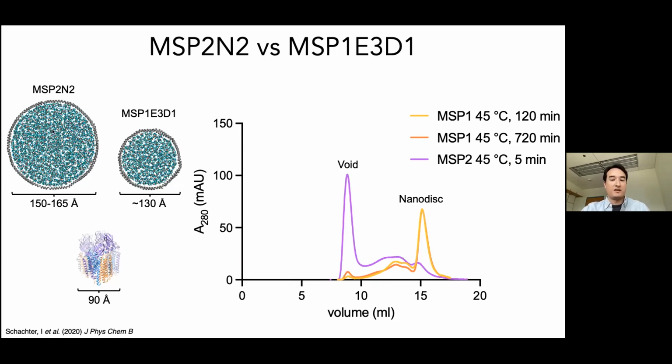However, the activity assay that we used to determine methane to methanol conversion by pMMO occurs at 45 degrees for this species. Using size exclusion chromatography, I looked at the stability of these nanodiscs. As you can see, after just 5 minutes, the MSP2s were pretty much destabilized at that temperature, whereas the MSP1s were highly stable up to 12 hours. So this is just a note that the MSP2s have a little bit of thermal instability, while the MSP1s are very stable, if that's something you're looking for in your project.